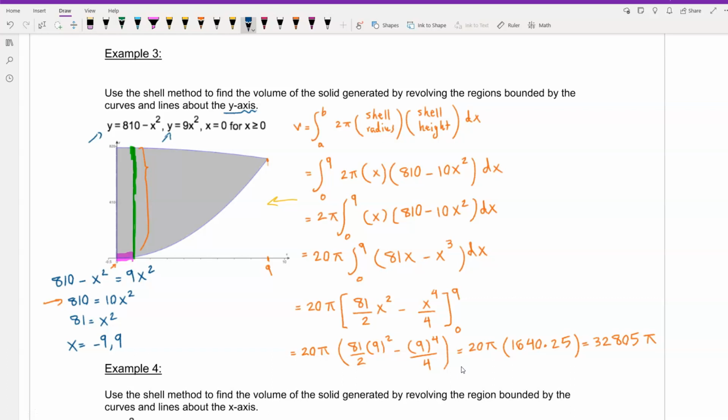So finding the answer for this part, that is equal to 20 pi times, I subtracted what I have here on this part, that is 1640.25, and then multiply by 20 pi, that is 32,805 times pi. So here is the final answer, that is the volume of the solid, and this is cubic units, so the final answer is 32,805 pi cubic units.